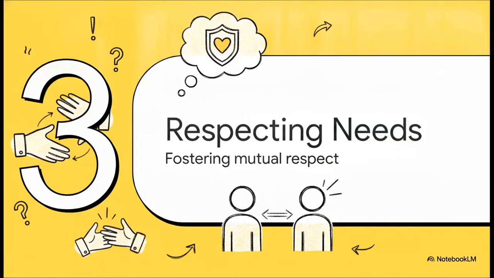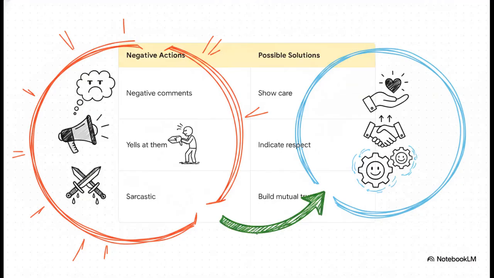Section 3. Respecting needs and boundaries. Let's talk about fostering mutual respect. Getting into the day-to-day realities of actually interacting with your students, we have to start with mutual respect. Children need the exact same respect that adults expect from one another. Things like making negative comments, yelling at students, or using sarcasm, those instantly destroy trust.